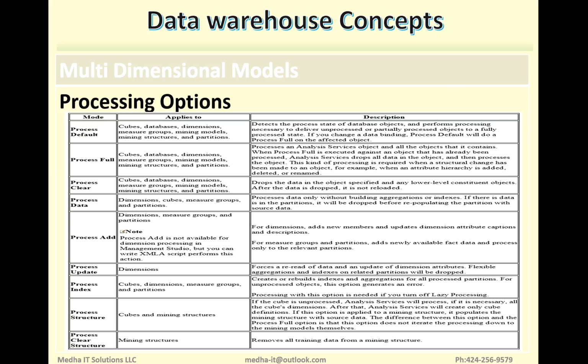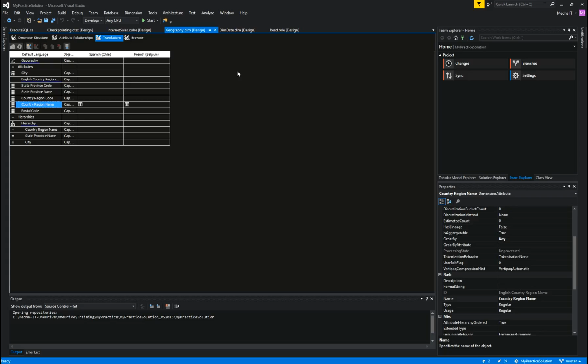Processing options. When we are processing the cube, when we were processing dimensions and measure groups, we saw Analysis Services giving different options, right?